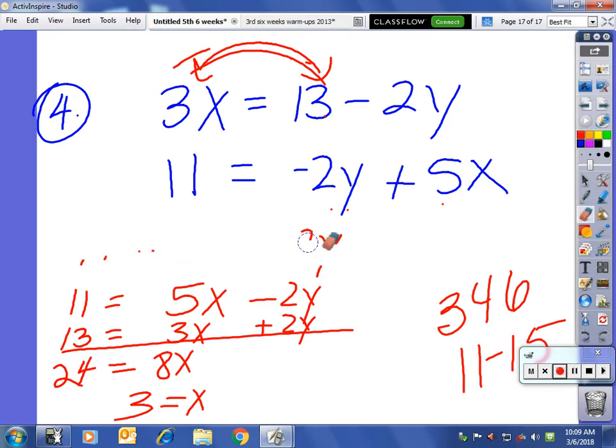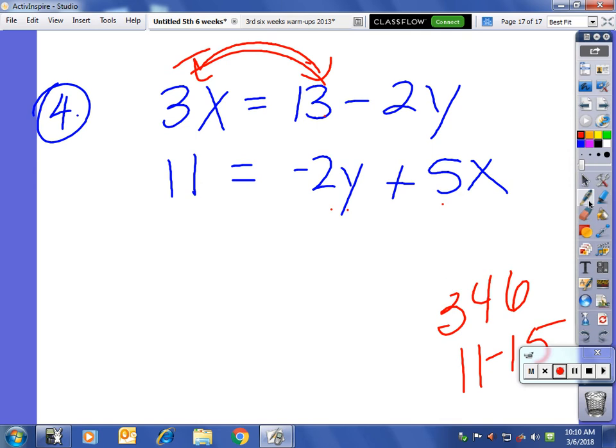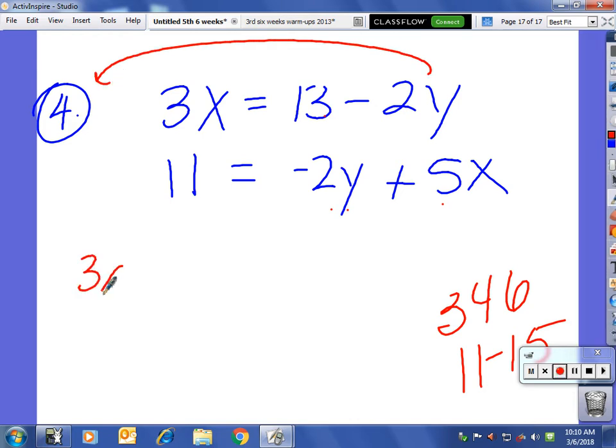Okay, let's back up. Zoe, tell me exactly what you did. How did you put this into standard form? Because somehow, some way, you got to line up your x's and y's, and it's got to be in standard form. So let's go back to the original problem, and Zoe, tell me what you moved. You moved this guy over here. Okay, so then 3x plus 2y equals 13.